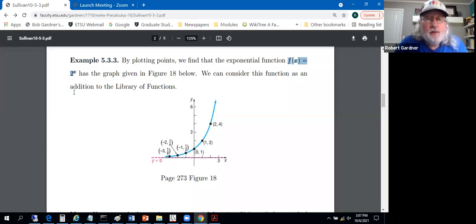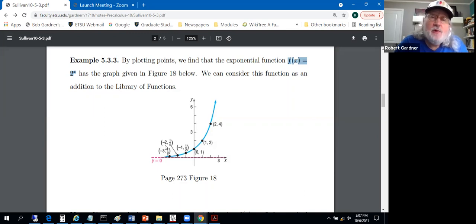x equals 1, 2 to the 1. Plug in 1, get out 2. Plug in 2, get out 2 squared, 4. Plug in 3, get out 2 cubed. So this point would be somewhere up here, 3, 8. Plug in -1, get out 2 to the -1. That's 1 over 2. So we get the point -1, 1/2.